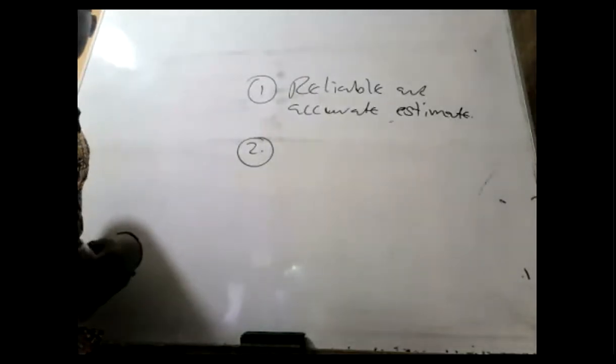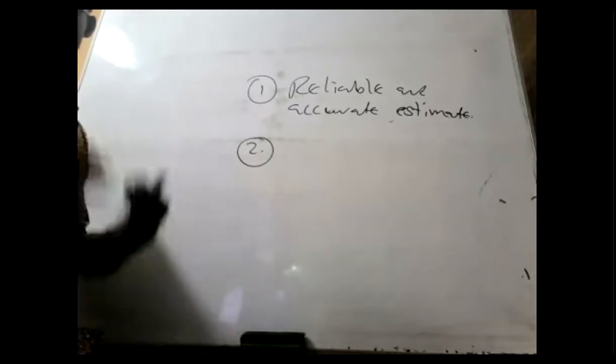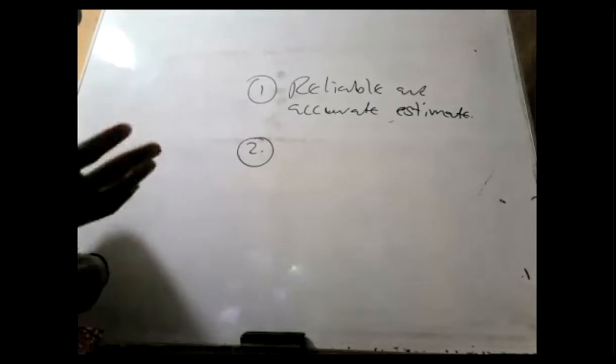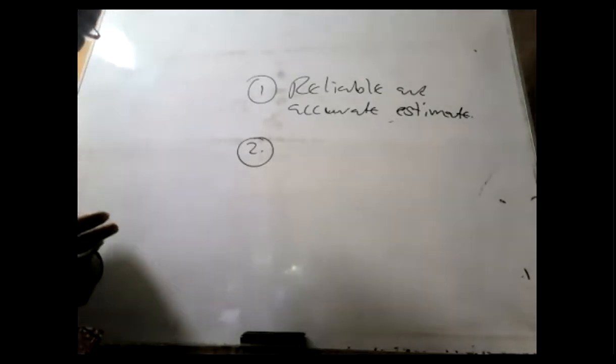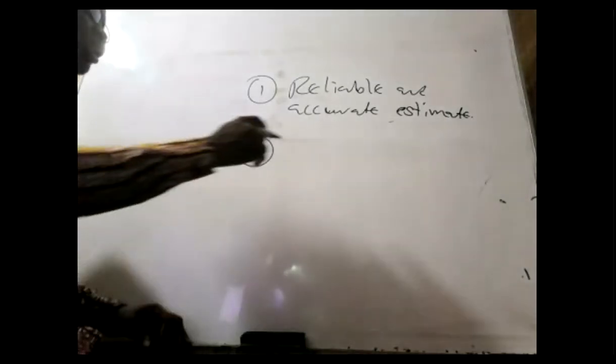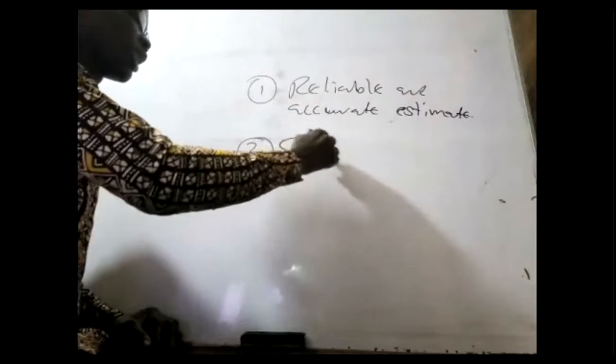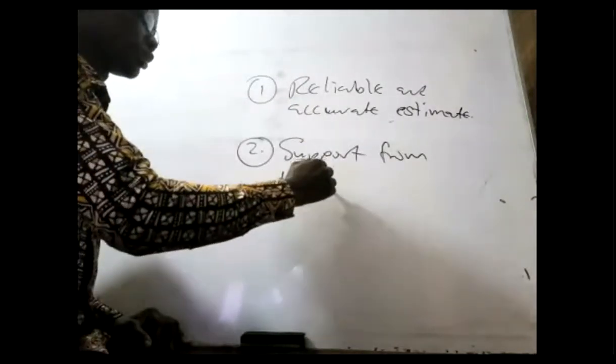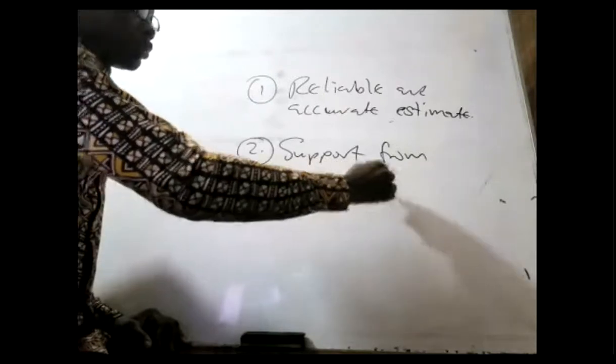Sometimes, after they implement the budget, the top level sits back and watches the middle line managers just carry the budget. No. So, support from the top level management. Tell the examiner, support from where? The top level management.